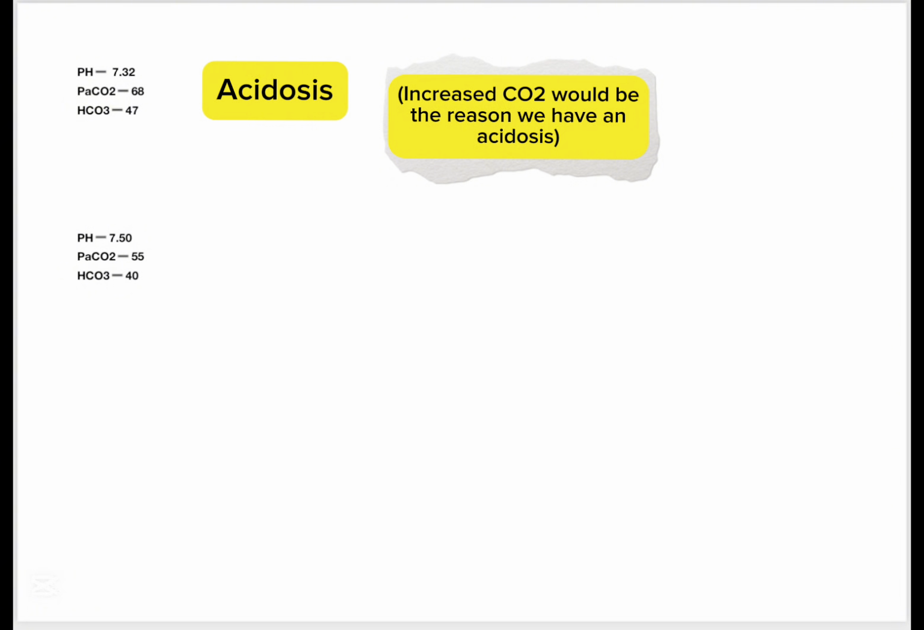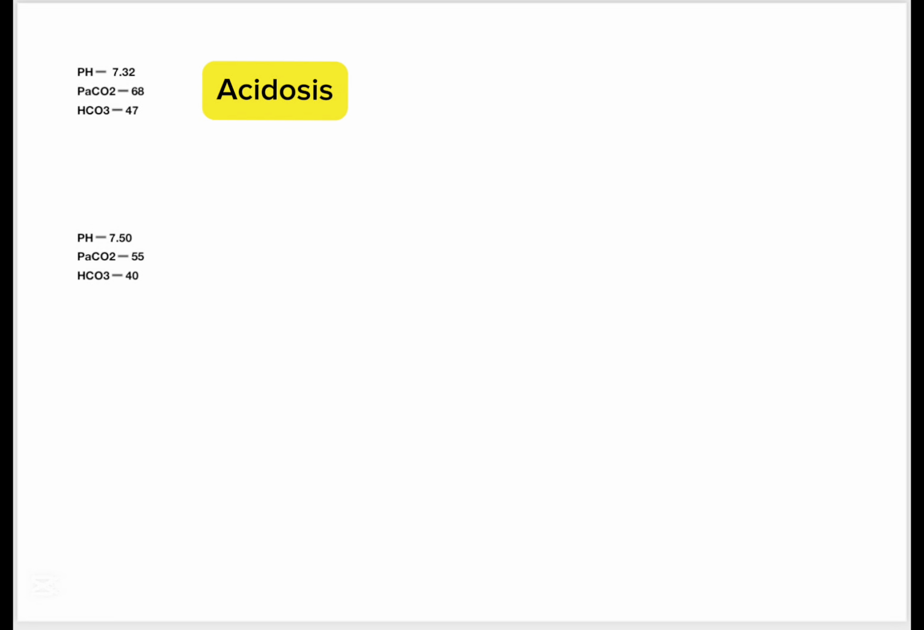So look at this example. pH is 7.32, PCO2 is 68, while the HCO3 is 47. So a pH of 7.32 is acidosis. Just by looking at the pH, we can deduce that. Then let's look at the CO2, 68. It is higher than the normal range of 35 to 45. So we can see that the client is holding on to that CO2. So we can say it is a CO2 of 68 that is putting the body in a state of acidosis. So we can say here that this is a respiratory acidosis.